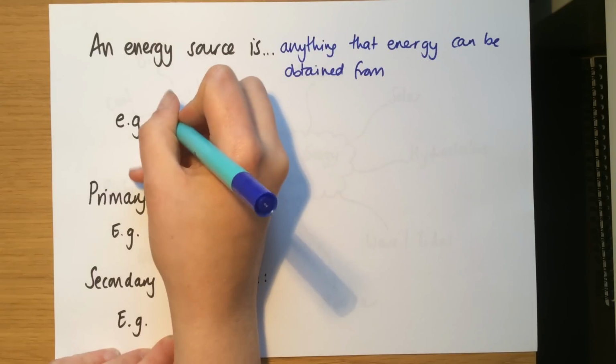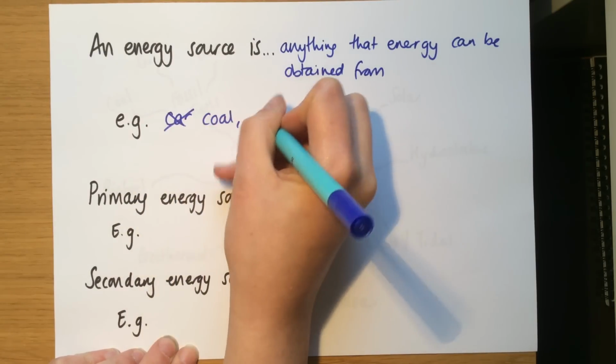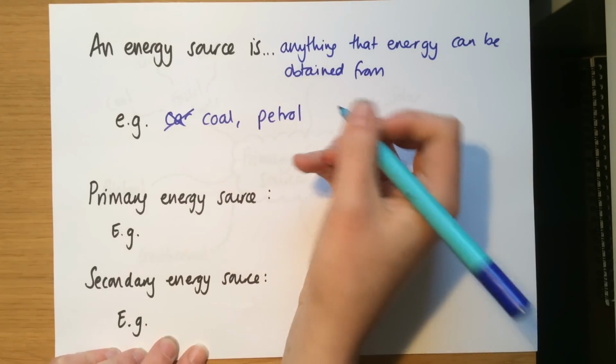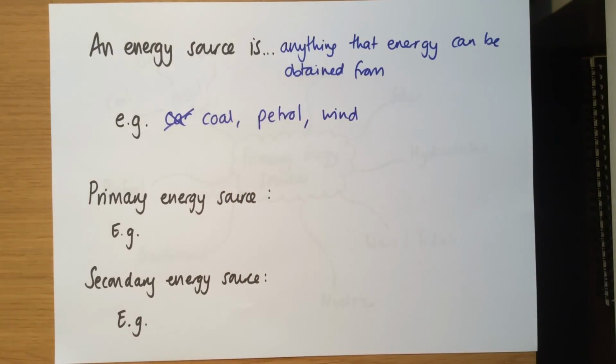For example, really easy ones to think about are like coal. Petrol. We use that as an energy source for a car. Wind power. There's loads of different types. Now we need to know how to categorise these different types of energy sources into a few different groups.